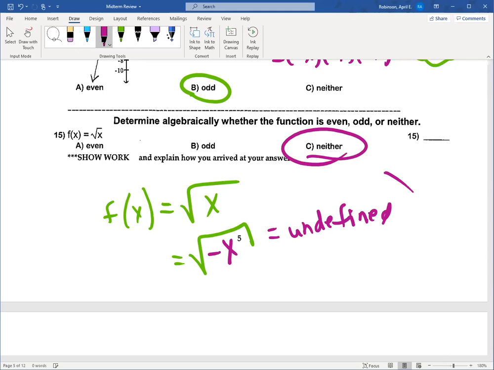Oh, that was weird. Why did that happen? And now it won't erase. Something is weird on my computer today.